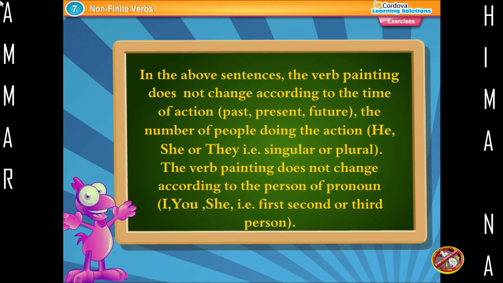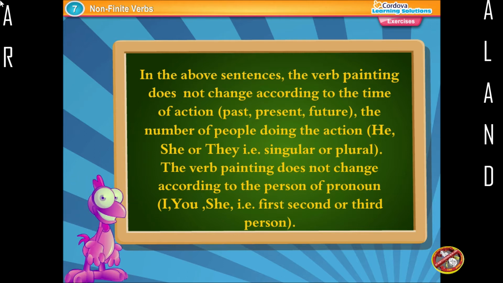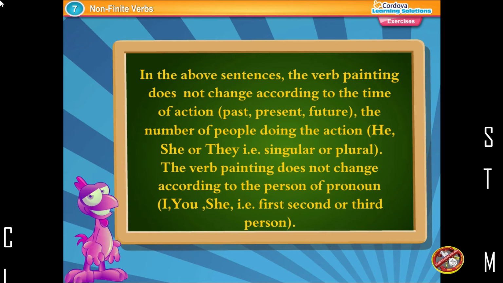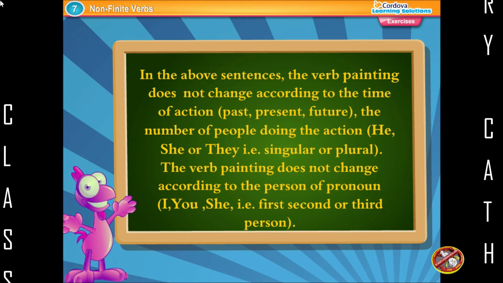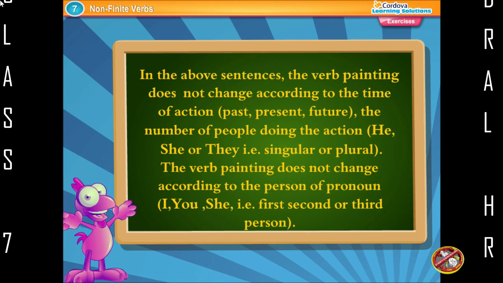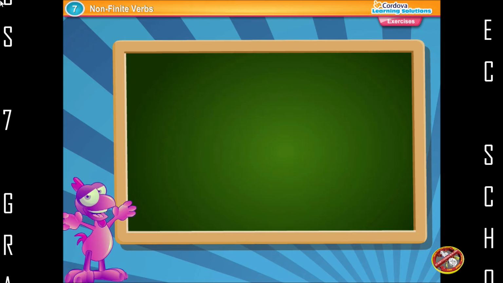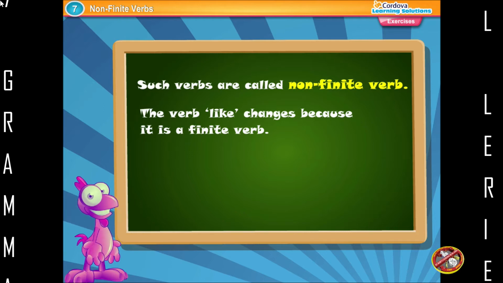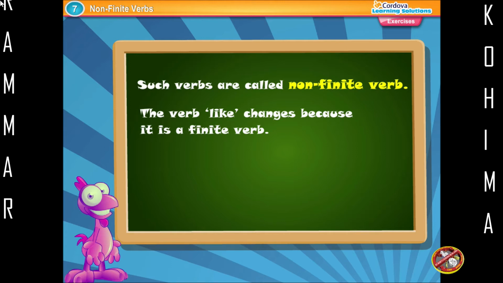past, present, future, the number of people doing the action, he, she, or they, that is, singular or plural. The verb painting does not change according to the person of pronoun I, you, she, that is, first, second, or third person. Such verbs are called non-finite verbs. The verb like changes because it is a finite verb.